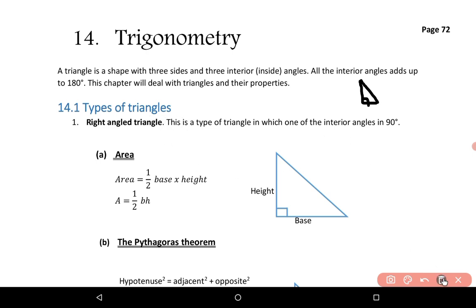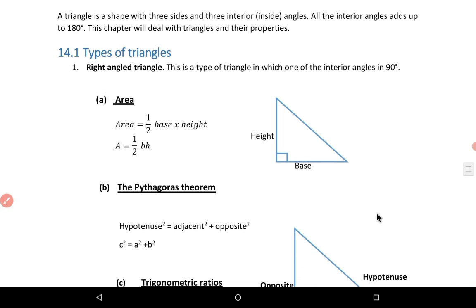So what are some of the things that you need to know about a right angle triangle? Some of the things that you need to know, and these are very important, is that it has a height. The height comes from here. Let's say this is A, this is B, this is C. So the height comes all the way, so this is the height, and then this is the base where it is resting.